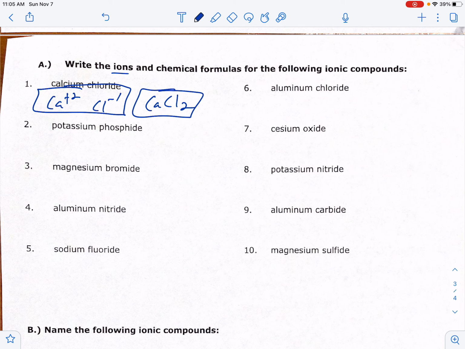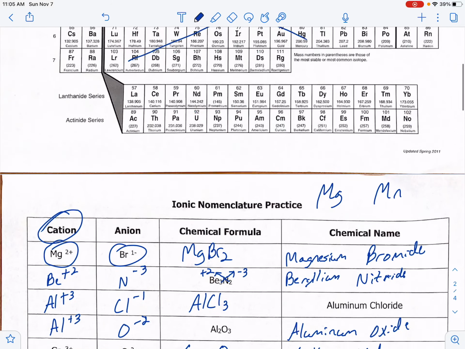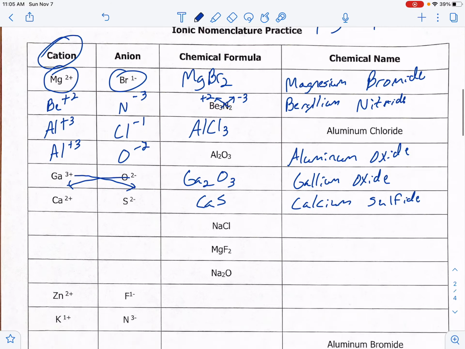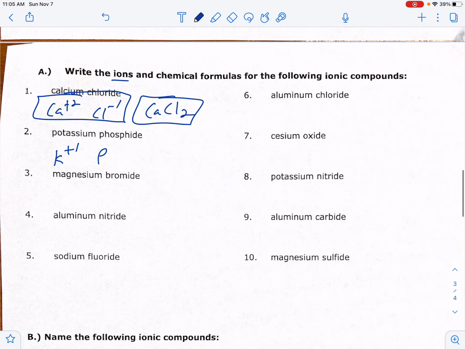Now, potassium phosphide, so that means potassium is the letter K with a +1 charge. And phosphorus, if you come all the way back up to your periodic table, is right here. If you look up, it has a charge of -3. So we're going to write P with a -3. So I can see that those are not balanced, so you're going to crisscross. So that becomes K3P. There's your answer right there. So there's my formula, and then here's my ions.